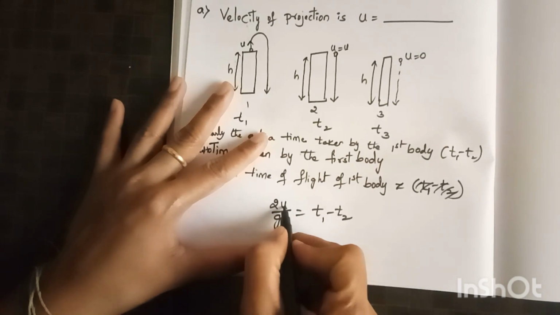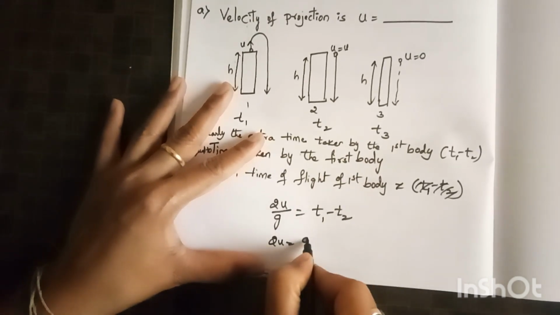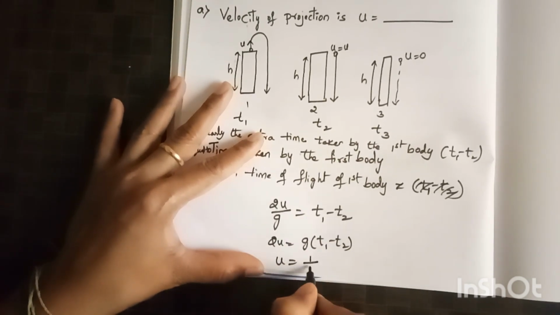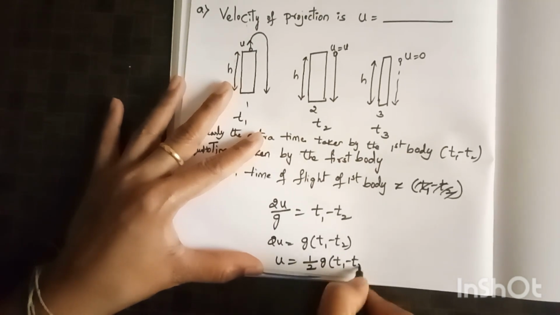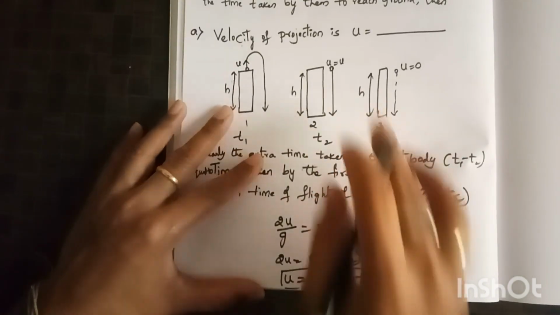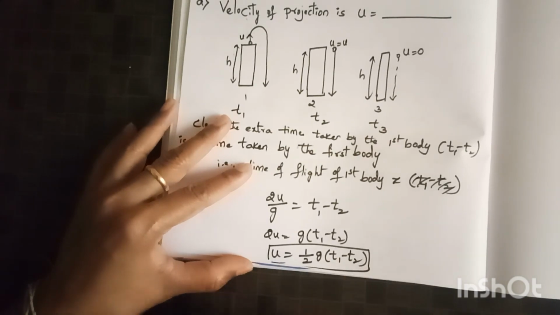So what do you want here? u. So send these terms here: 2u equals g into (t1 minus t2), and u equals 1 by 2 g (t1 minus t2). So this is the velocity of projection. Velocity of projection is half g into (t1 minus t2).